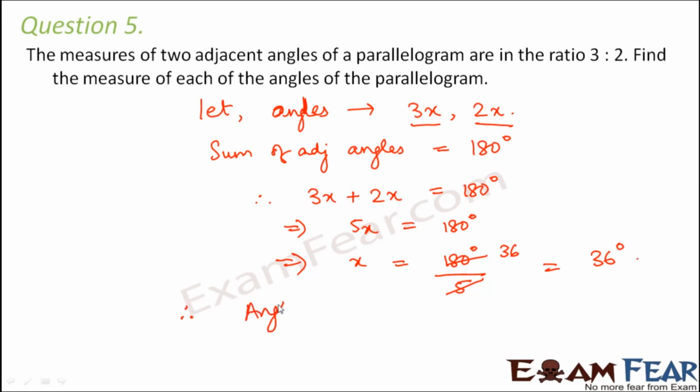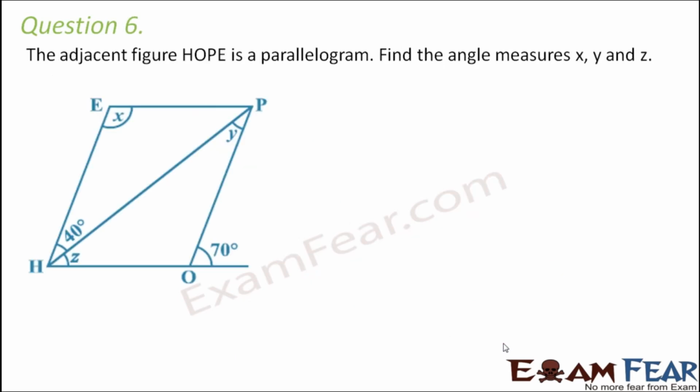Therefore the angles would be equal to 3 into 36 degrees, which would be equal to 108 degrees. And the other angle would be 2 into 36 degrees, that is 72 degrees. Therefore, the angles would be 72 degrees and 108 degrees.